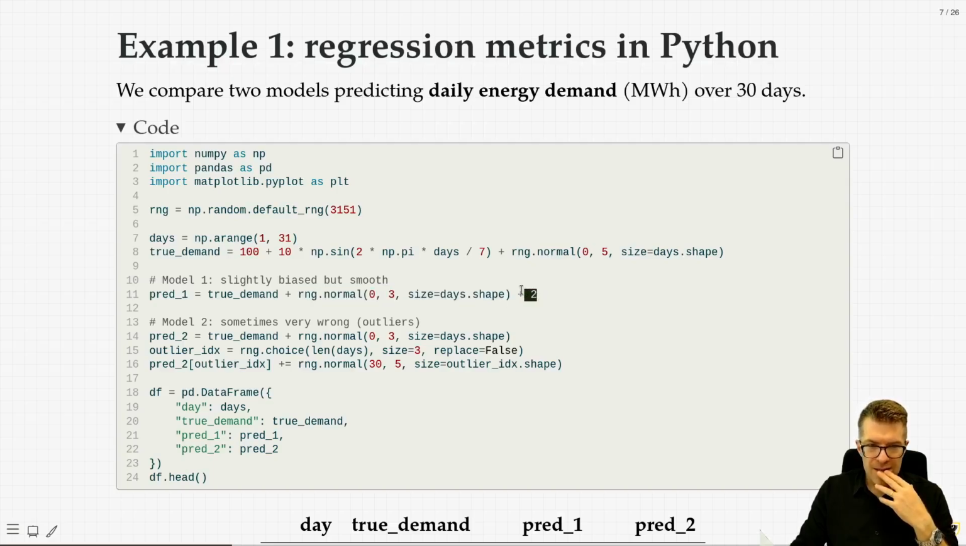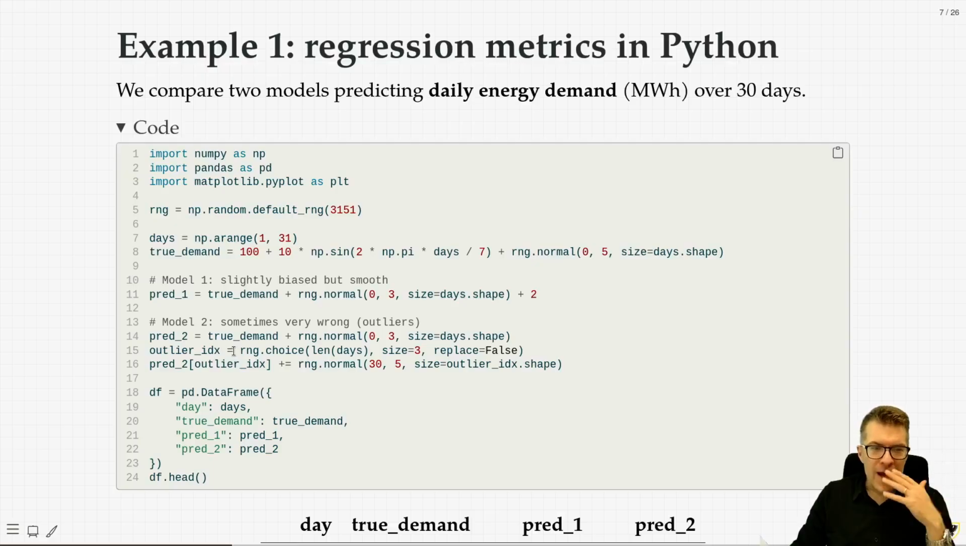So it's slightly biased, but it's fairly smooth in terms of the shape, and it follows the truth fairly well. Model 2, down here on line 14, follows the true demand, and it also has essentially the same sort of error, which we define by this normal distribution over here. There's a little bit of noise added to its predictions, but now, just for the sake of argument, and again, this is not a realistic form of machine learning, we're just building it for the example.